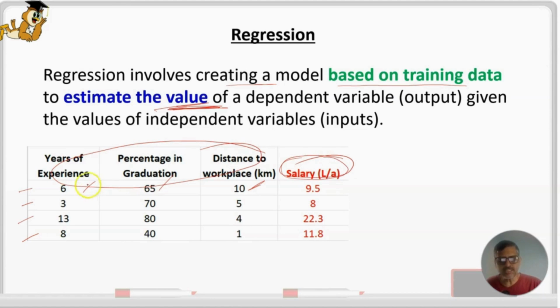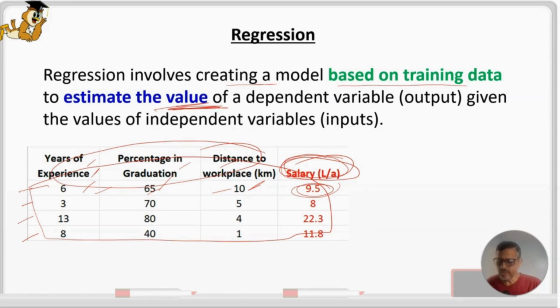So the training data has these input variables, also called independent variables. Here the independent variables are years of experience, percentage, and distance from workplace, and the dependent variable or the output is the salary of the individual. This is what the training data is going to look like for this particular example. This is a small chunk of the training data, where for each member we have tabulated the values of the independent variables and the corresponding value of the observed or dependent variable, or the output, as we called it.